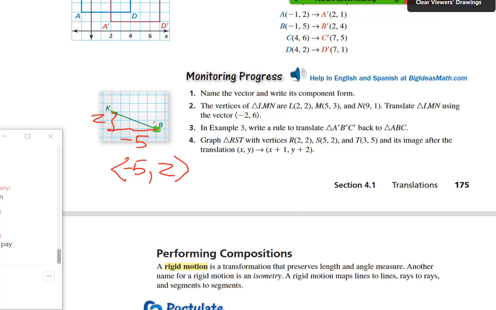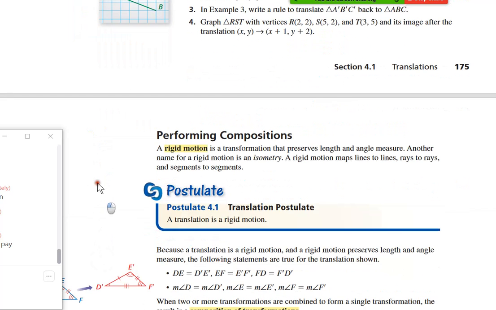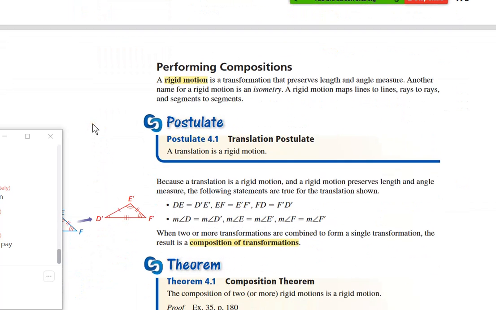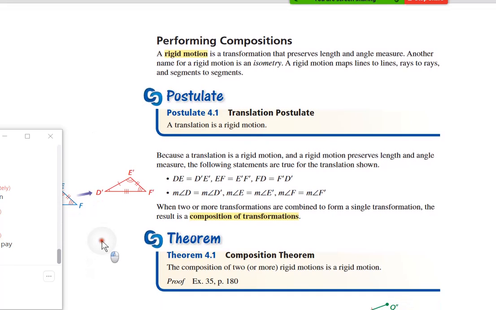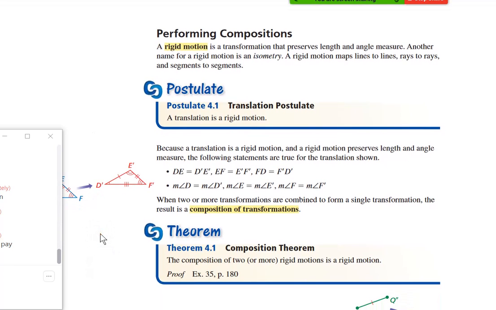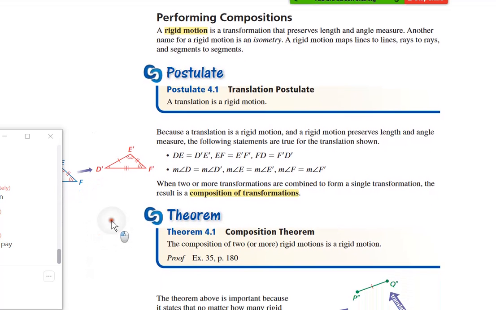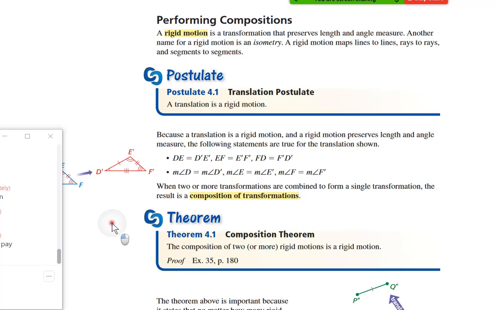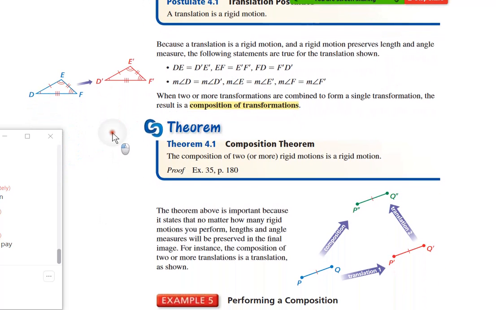Let me clear that. Close that. All right. I talked about that. A rigid motion is a transformation that preserves length and angle measure. Another name for rigid motion is isometry. It makes me think of isometric exercises. I don't know how those are related. That's interesting.